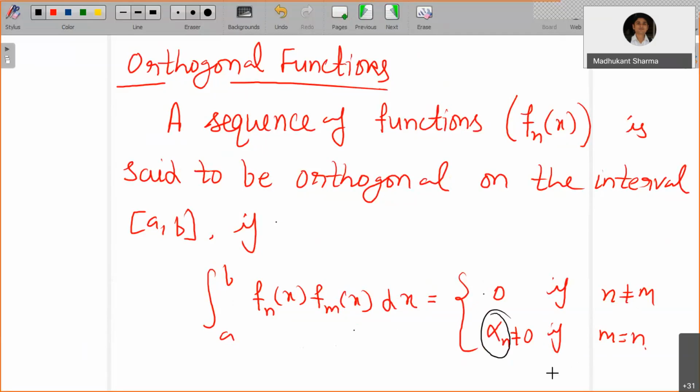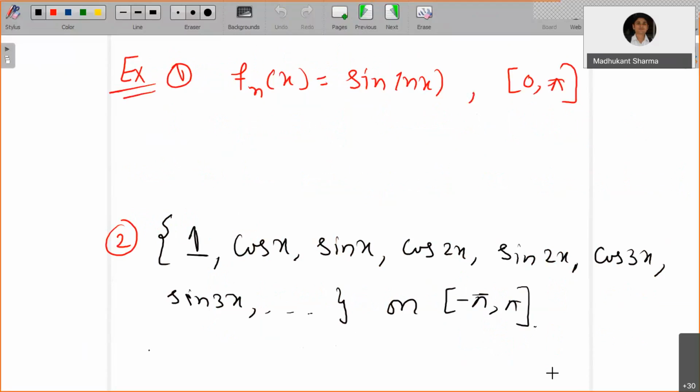So you can look at the sequence sin(nx). You can look at the sequence cos(nx). And you have to identify carefully the interval there. We are going to look at some examples. Let's say this sequence f_n(x) equals sin(nx) over the interval 0 to pi.